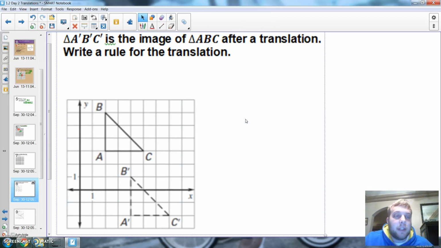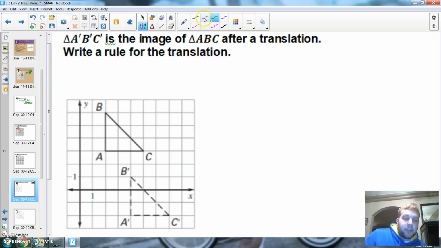Okay. Let's see. ABC is an image of. All right. So here we go. What is the rule of the translation? All right. So this is the image, and this is the pre-image. So what is the rule? What did we actually do here? So I like to talk it out.